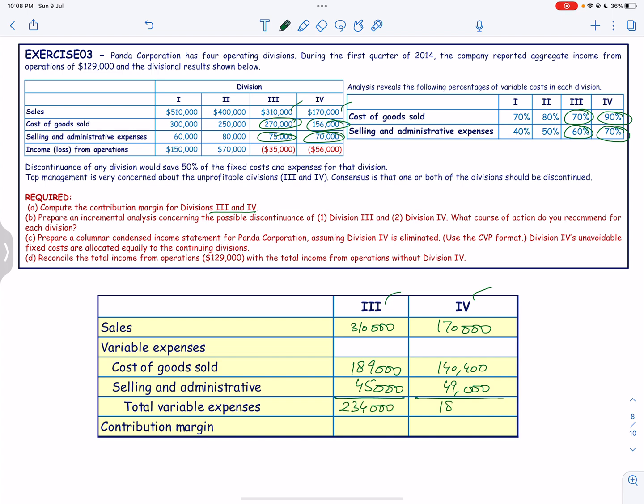And the total variable cost is 234,000 and 189,400. So the contribution margin is sales minus total variable cost, that is 76,000 for division 3, and for division 4 it is 170 minus 189,400, that gives a negative 19,400. Okay, so this completes part A, and we go to part B on the next slide. Prepare an incremental analysis concerning the possible discontinuance of division 3 and division 4, and we will talk about the course of action later on.